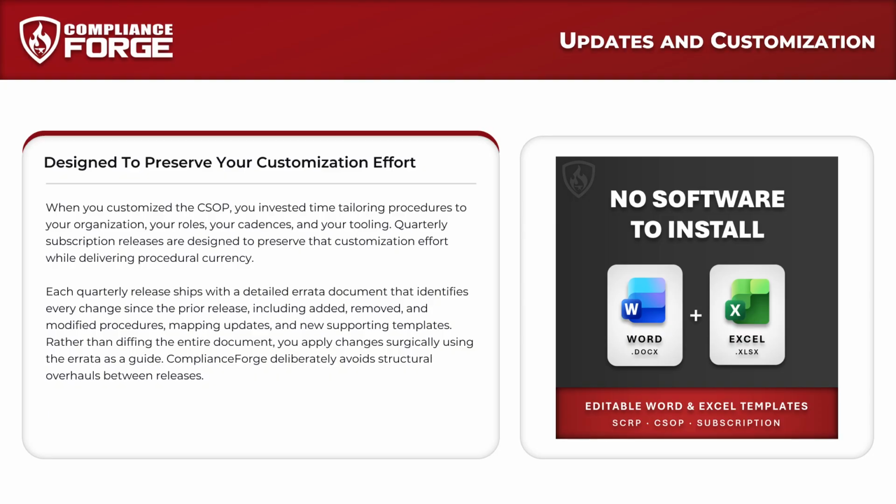When you customize the CSOP, you invest time tailoring procedures to your organization, your roles, your cadences, and your tooling. Quarterly releases are designed to preserve that effort while delivering procedural currency. Each release ships with a detailed errata document that identifies every change since the prior release, including added, removed, and modified procedures, mapping updates, and new supporting templates. Rather than diffing the entire document, you apply changes surgically, using the errata as a guide. And ComplianceForge deliberately avoids structural overhauls between releases, which keeps your customization effort portable.